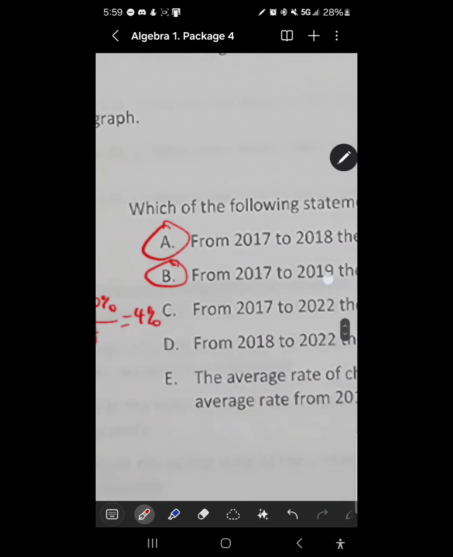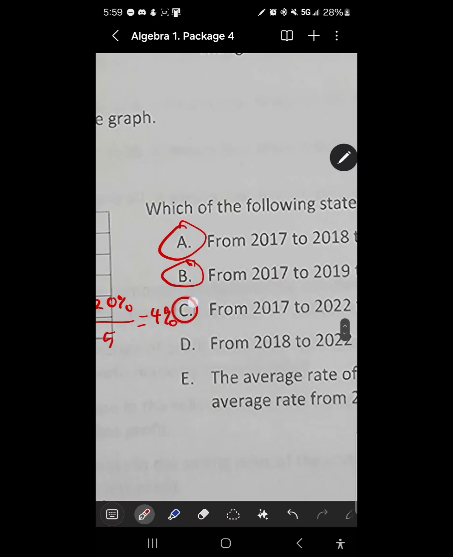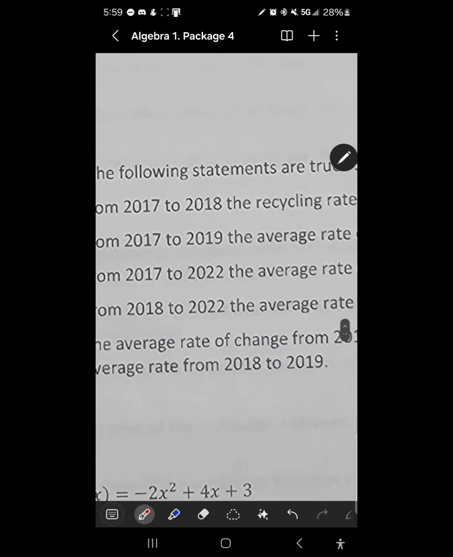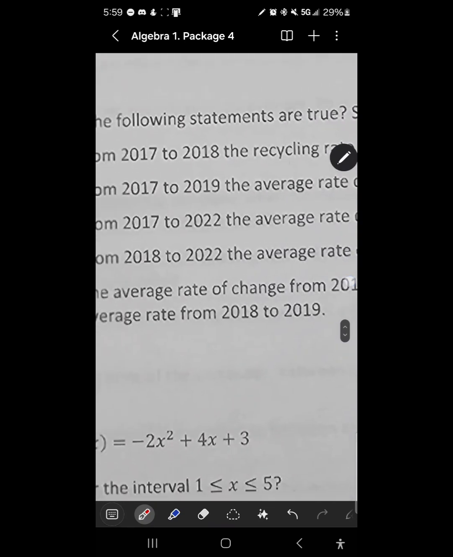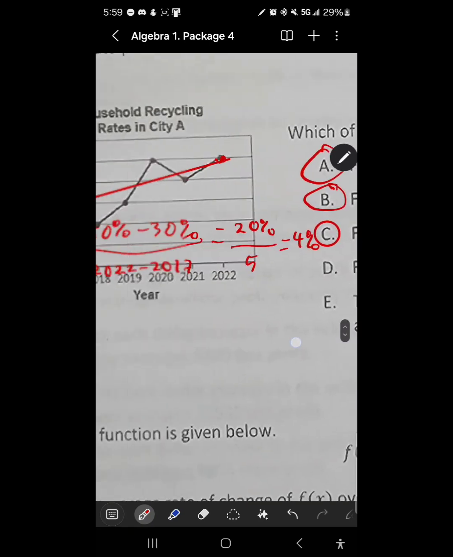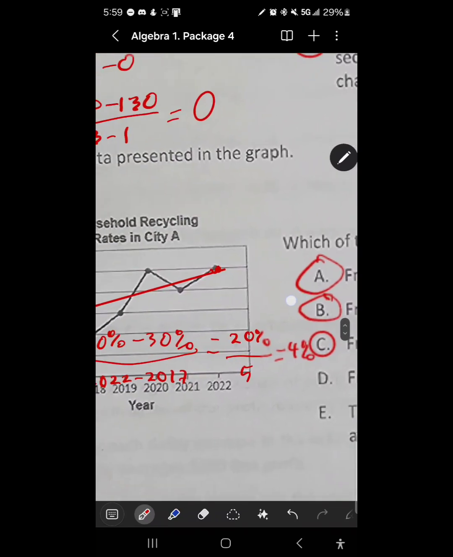Yep, this is true as well. And now from 2018 to 2022, the average rate of change is 30% per year. This seems suspicious. I don't think so, but let's see that.